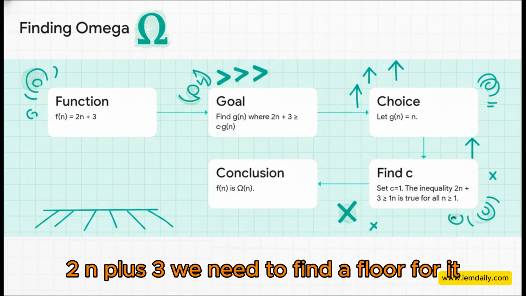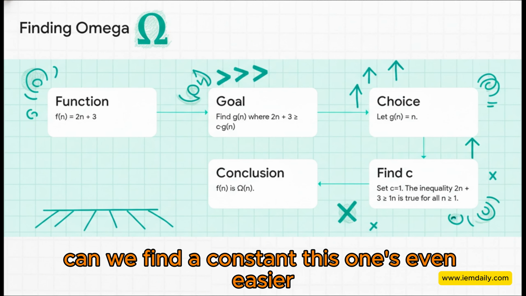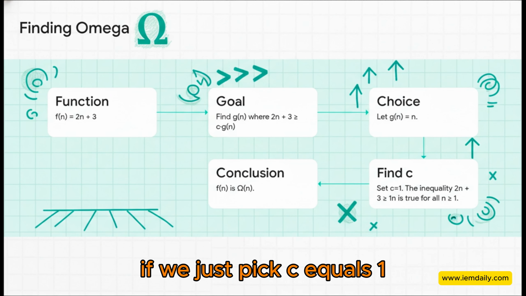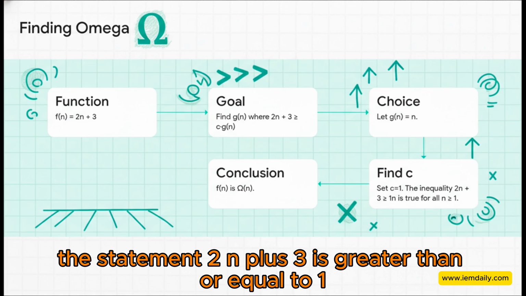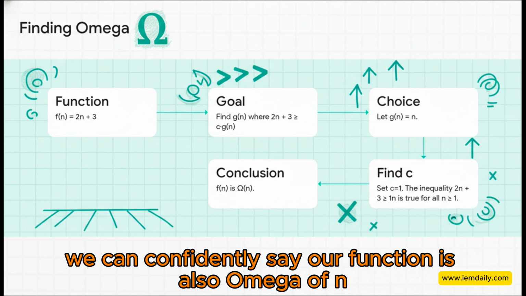We need to find a floor for it. And again, let's just test g of n equals n. Can we find a constant? This one's even easier. If we just pick c equals 1, the statement 2n plus 3 is greater than or equal to 1n is obviously true for all positive numbers. So we can confidently say our function is also omega of n.